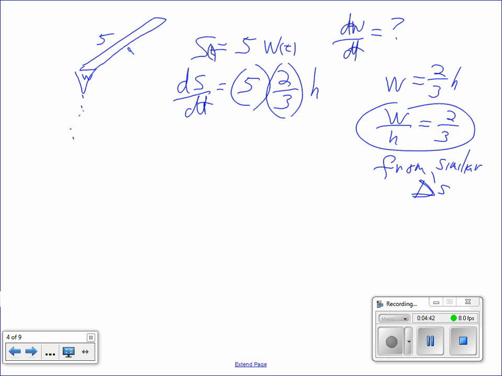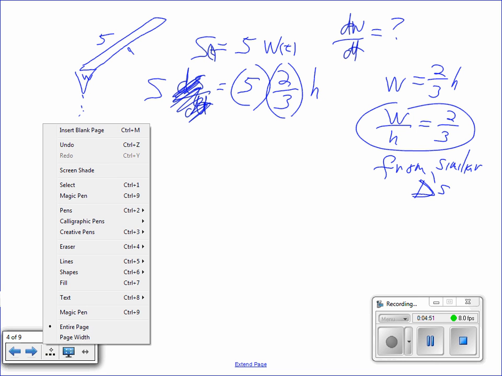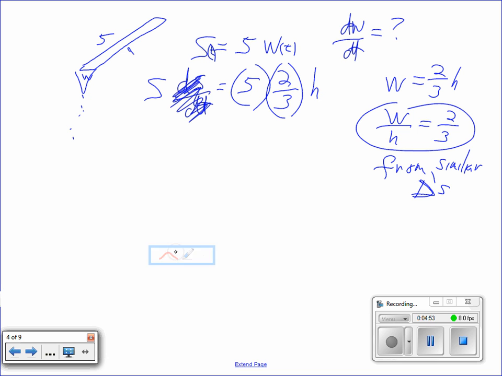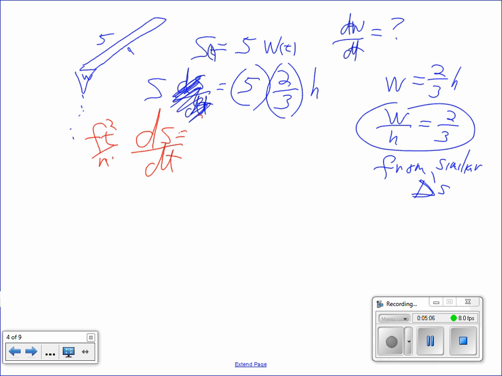Oh, wait a minute. Let's not call that dS/dt. Let's just call that S. Now, what do I need to do? Take the derivative of both sides, of course. That's the easy part. When you get it this far, don't mess it up, because you've got it. dS/dt, again, what should the units of that be? Well, that better be feet squared per minute, right? Because that's surface area. This is feet.